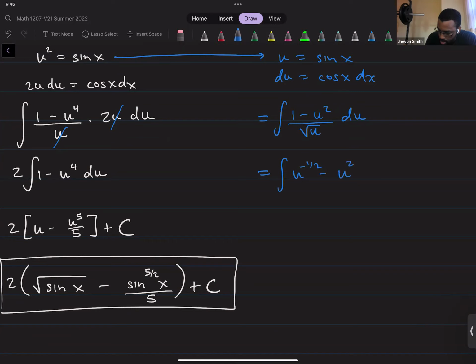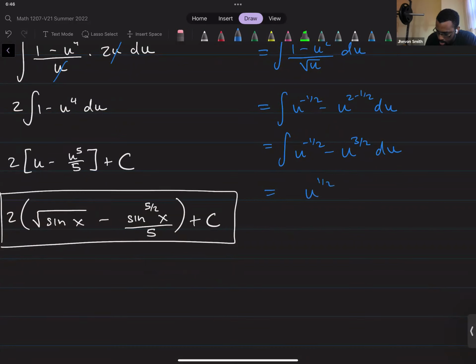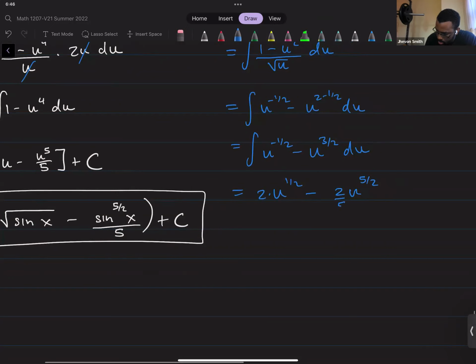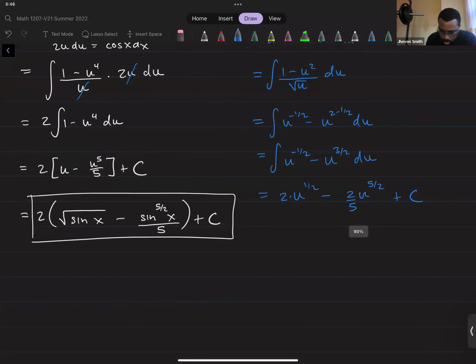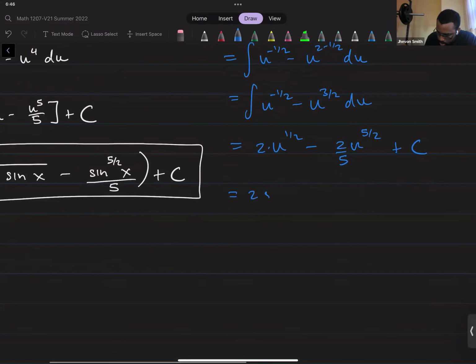And this would be u to the 2 minus 1/2, which is 3/2. U to the minus 1/2, u to the 3/2. So now you apply the power rule, you add 1 to the power, divide by the new power. Here you add 1 to the power, you divide by the new power. And now your u was the sine function. So you end up with 2 sine to the 1/2 minus 2/5 sine to the 5/2 plus c, which is the same answer.